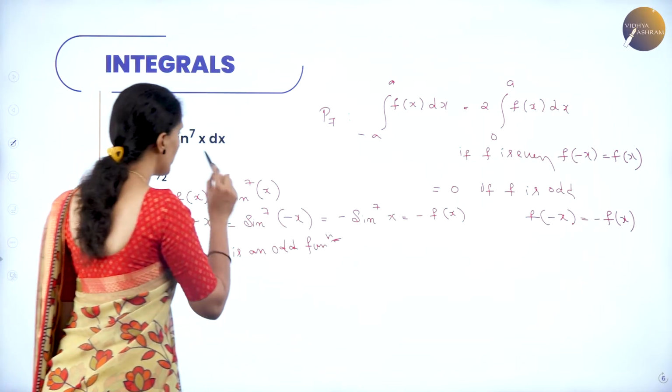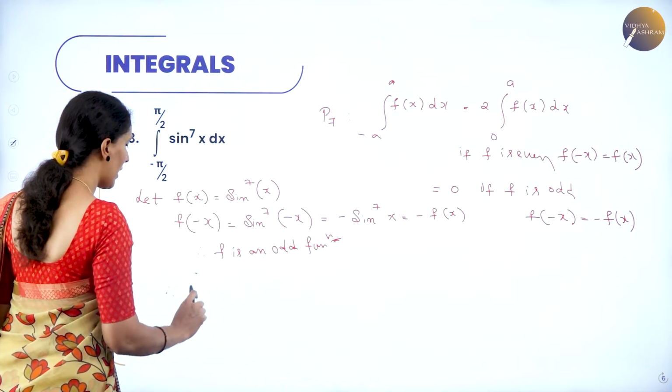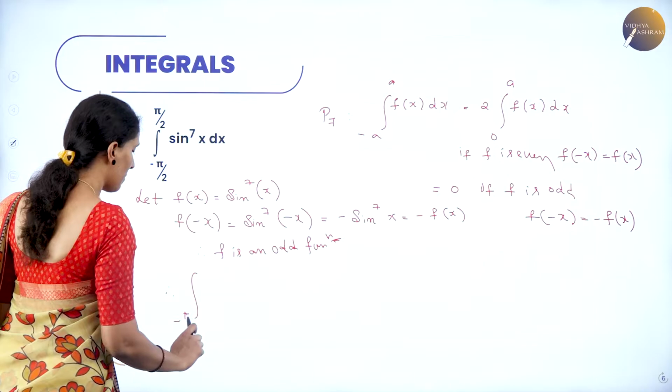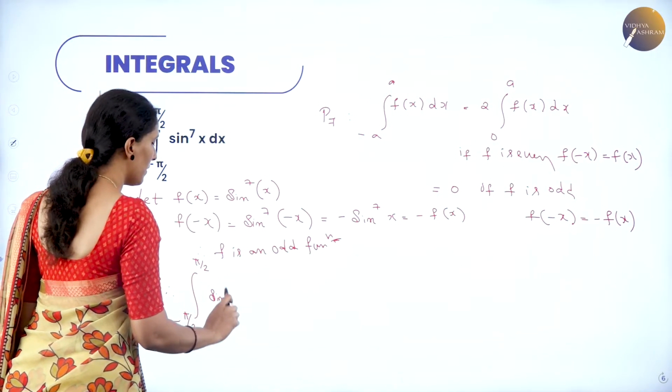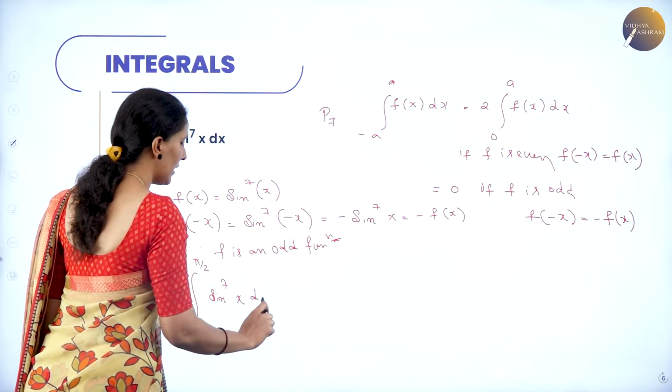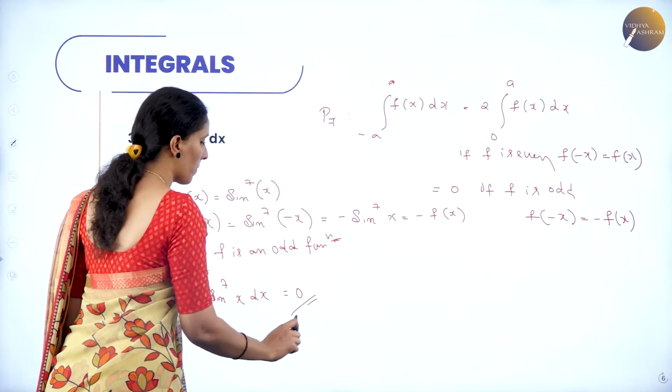So therefore no need to evaluate this integral. We can directly write the integral from minus pi by 2 to plus pi by 2 of sine power 7x dx is equal to 0.